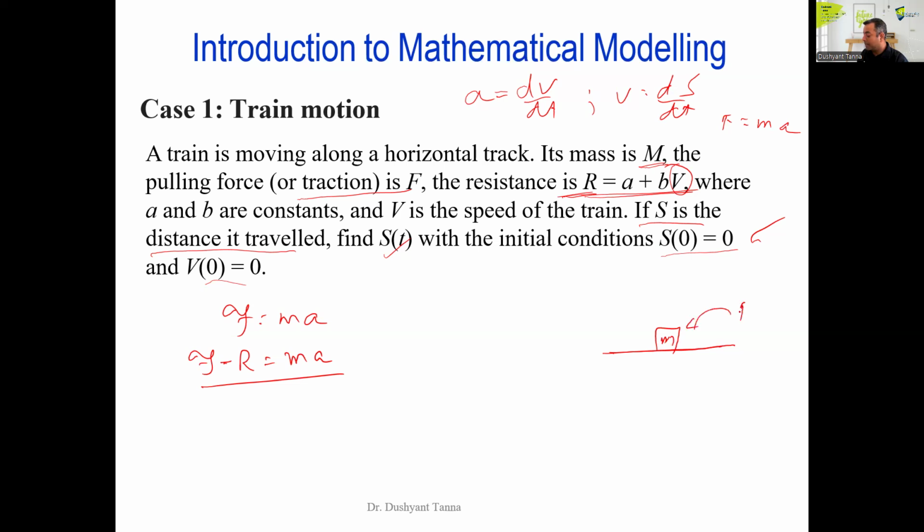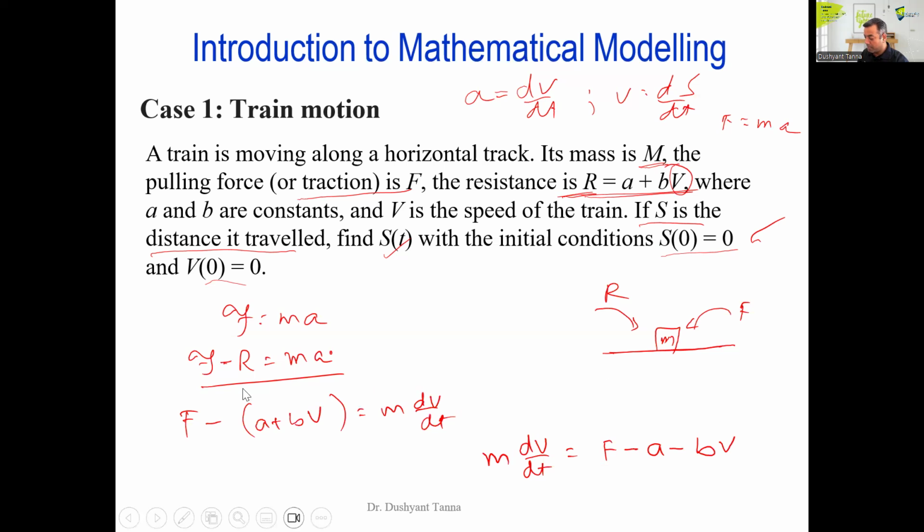It is having two forces in effect, F and R, two forces in effect, right? We replace this A as dv by dt, right? So F minus R, which is A plus BV, is equal to M dv by dt. Remember, our aim is to form a differential equation from here. And therefore, M dv by dt is equal to F minus A minus BV.